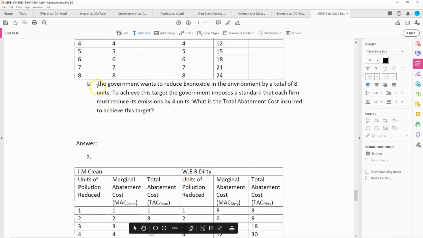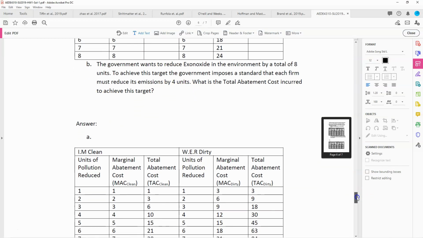And for question B, the government wants to reduce the environmental impact by a total of 8 units. And to achieve this target, the government imposes a standard that each firm must reduce its emission by 4 units. Then, what is the total abatement cost incurred to achieve this target? So for question B, we are not talking about the tradable permits. We are only talking about the total abatement cost for 4 units of the pollution.